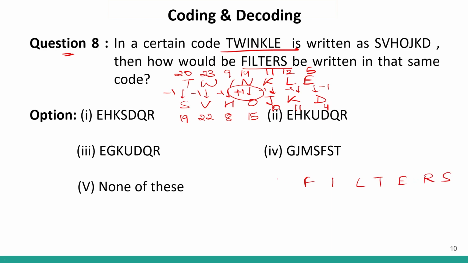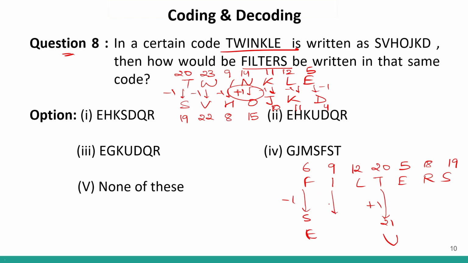FILTERS. Okay? So if I'm giving them forward ranks, it will be 6, 9, 12, 20, 5, 18 and 19. Correct? So the middle term over here is T. So only T will be +1, that is 21. That is U. Over here, we will have -1. So 5, which is E.